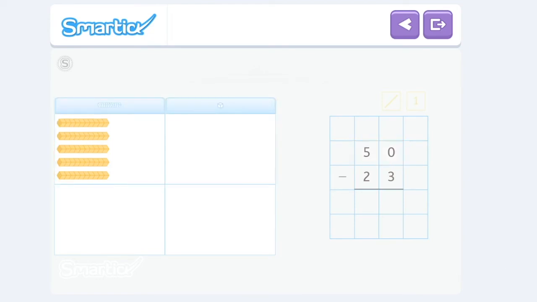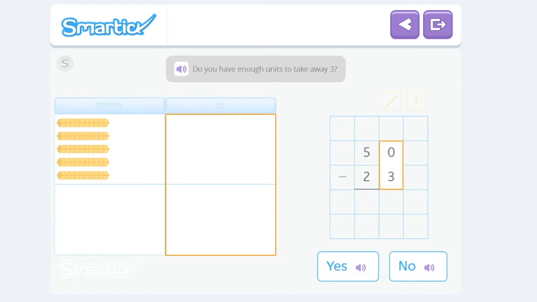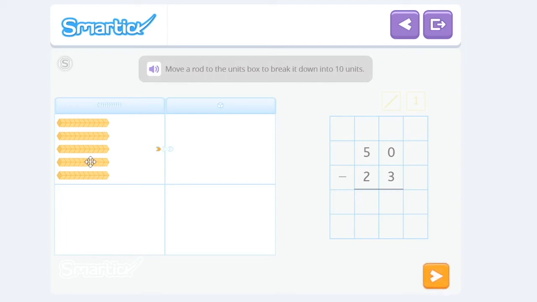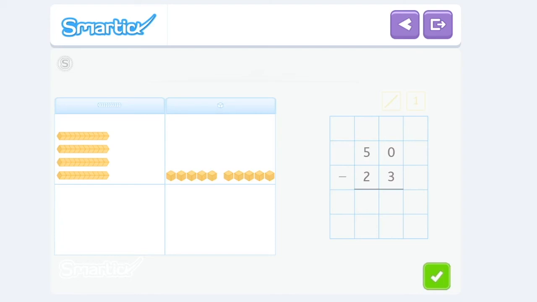Now you need to look at the number that you have to subtract, 23, and start subtracting the units. 0 minus 3. Do you have enough units to take away 3? Nope, we don't have enough. You don't have enough units, but there are plenty of tens. Move a rod to the units box to break it down into 10 units. When you've done it, press the continue button. Okay, so let's move 1 ten into the units. Perfect!